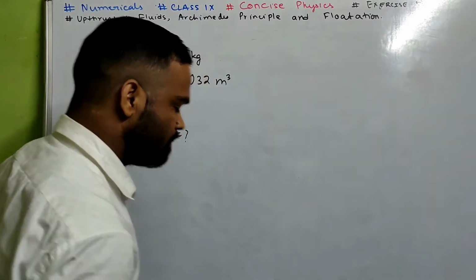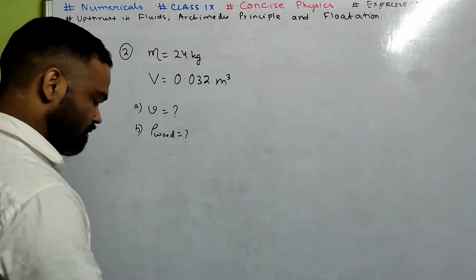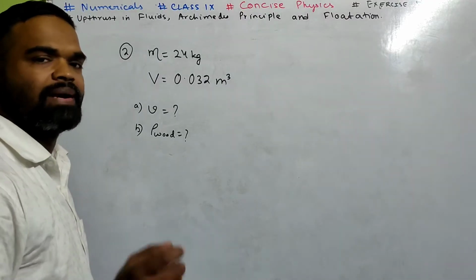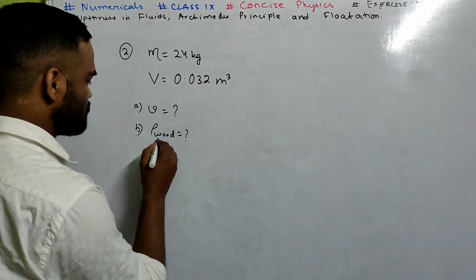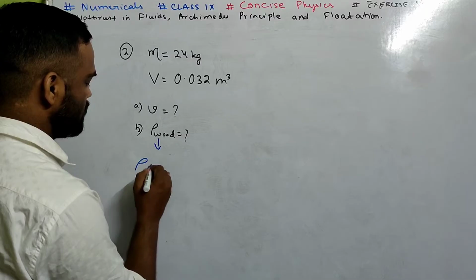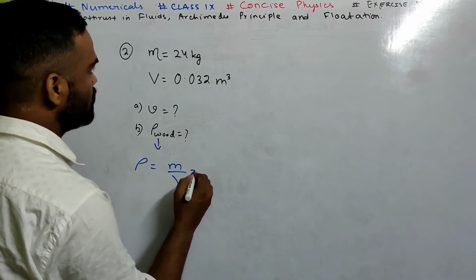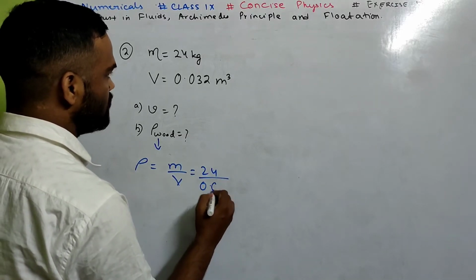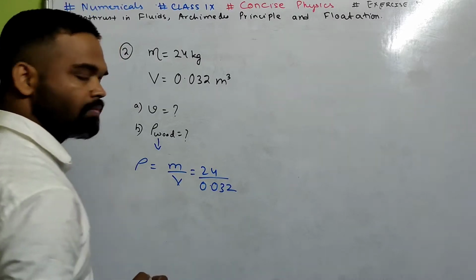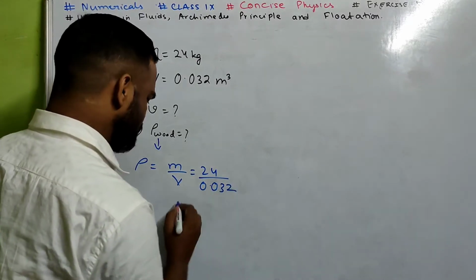Now, first thing, mass and volume is given. We know the relation between mass, volume and density. We'll do the density part first. Density equals mass by volume. That's 24 by 0.032. Yes or no? Just simplify it.